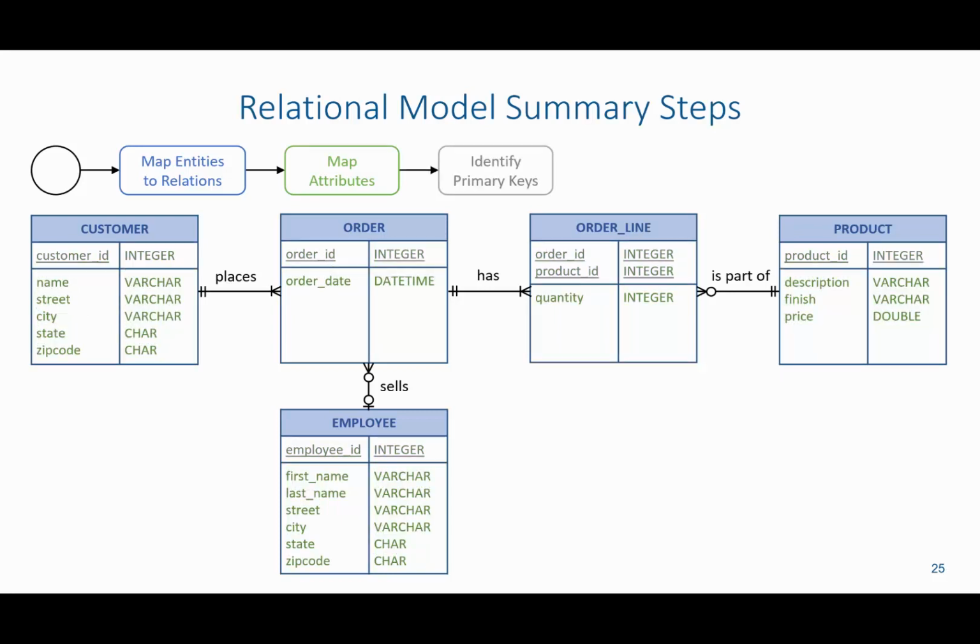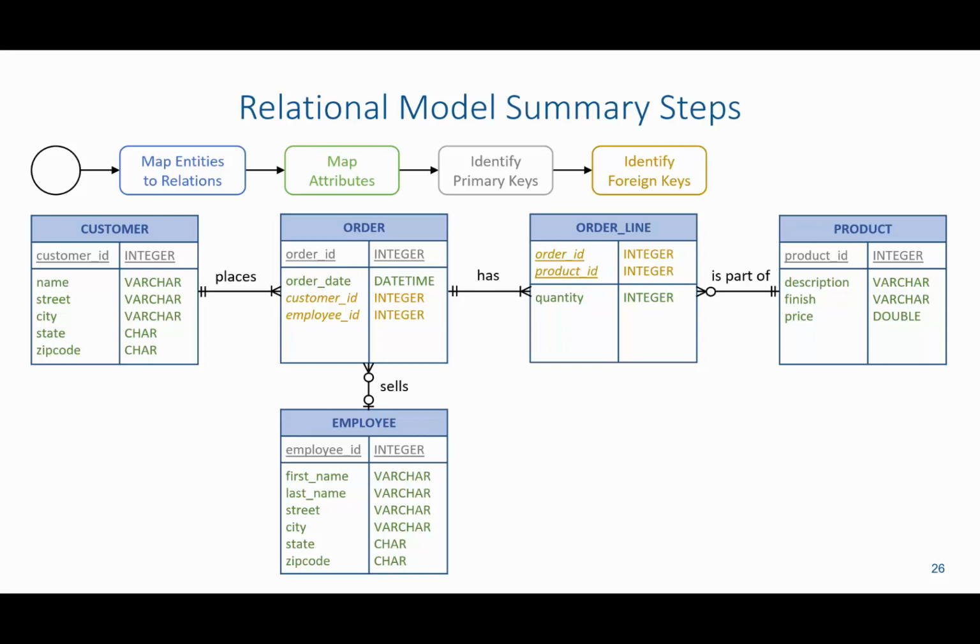The next thing we're going to do is identify the primary key, or the entity integrity constraint. So customer ID and customer, order ID and order, product ID and product, order ID and product ID in order line, and employee ID and employee. Then we're going to identify the foreign keys.